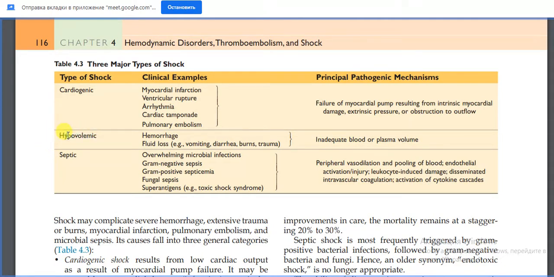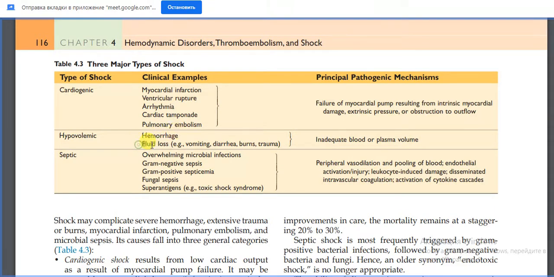So hypo, decreased, volemic, volume. It's a decreased volume of blood, when acutely circulatory blood is decreased. For example, it happens in hemorrhage most commonly. So if you see that your patient is in shock, but he is very young and has no other signs, you have to check him for internal bleeding.